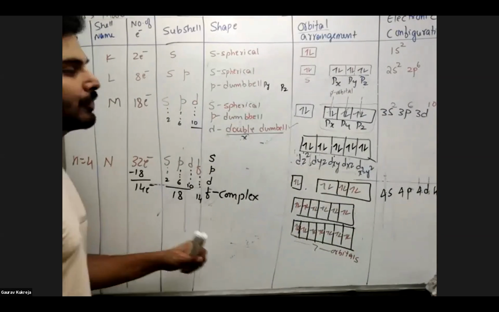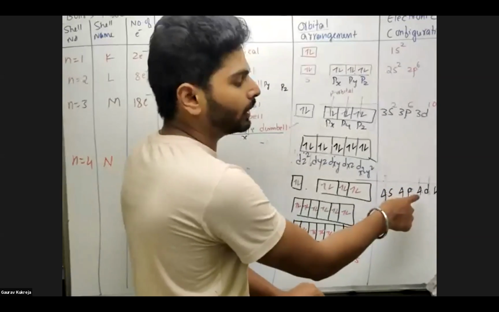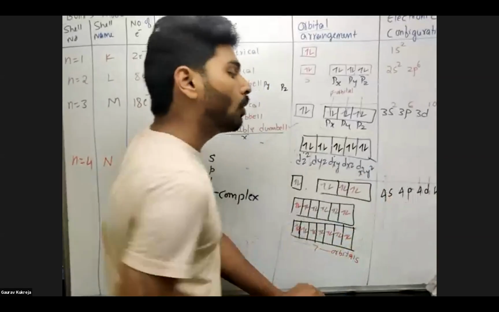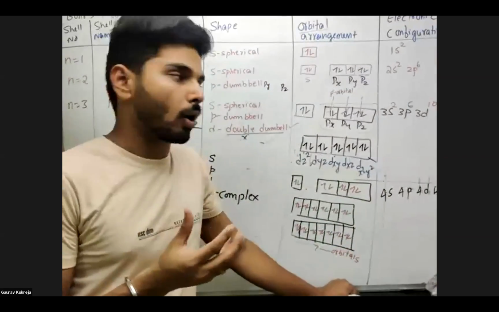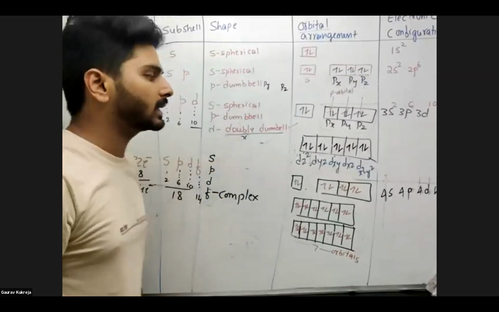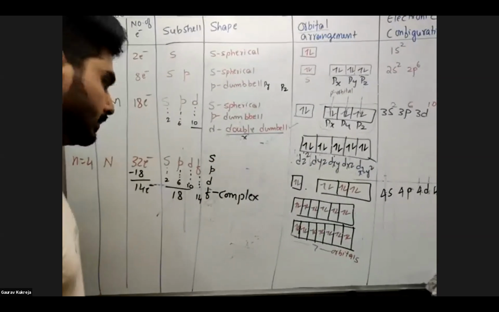So how are they different? They are different in terms of shape. S is spherically moving, P is moving in dumbbell form. D will be in terms of double dumbbell, quadrupole. Quadrupole means it will revolve like 4 dumbbells, but that is very complex to understand. So that's why we can understand their shape as complex.